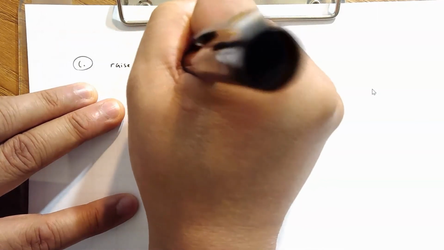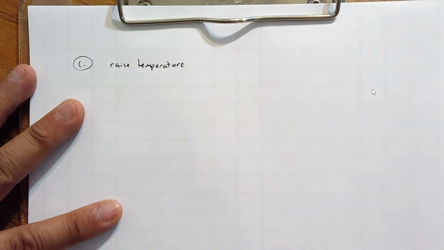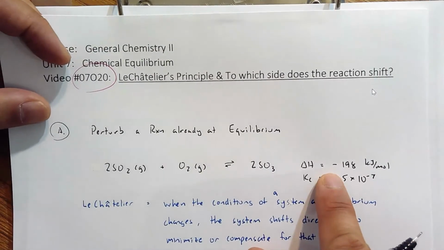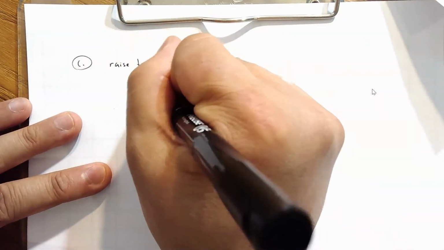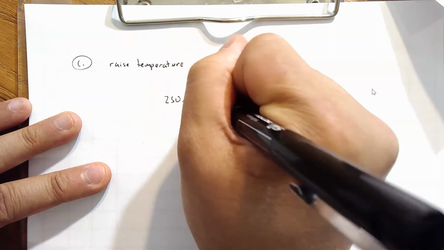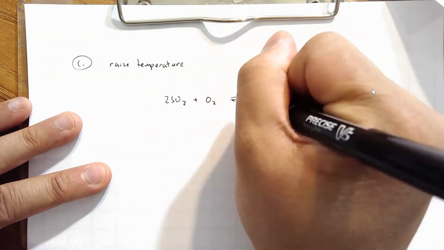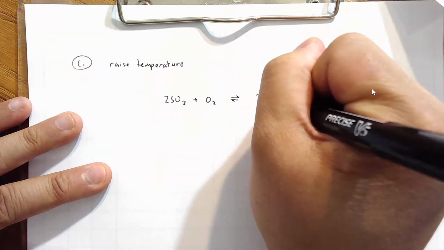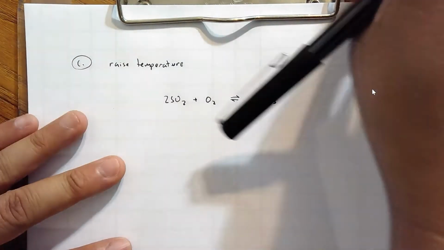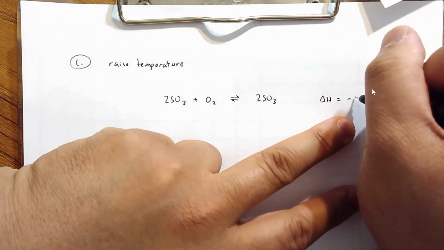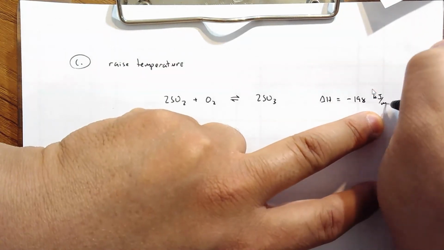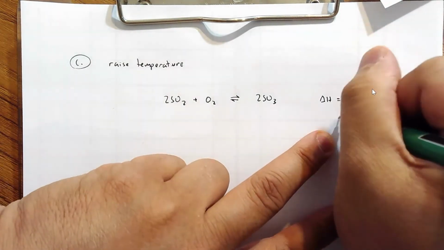Normally, right, raising the temperature pushes the reaction forward, but we got to be very careful. It really depends on whether your reaction is endothermic or exothermic. So how would I deal with this if I raise the temperature? Well, this is what I would do. I would literally make heat a product or reactant. So just remember, all of this is gas, so I'm not going to put the phases this time, but I'm going to remind ourselves that delta H is negative 198 kilojoules per mole, and that is exothermic.